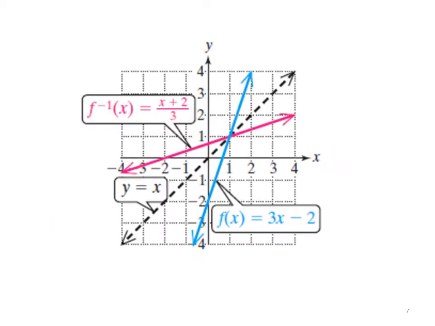Here is the graph for the two functions. f of x equal 3x minus 2 is the straight line in blue. The reflection of this line about the line y equal x will give you f inverse, which is defined as (x plus 2) divided by 3.